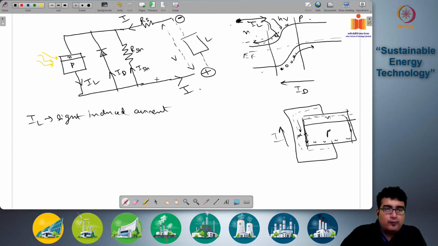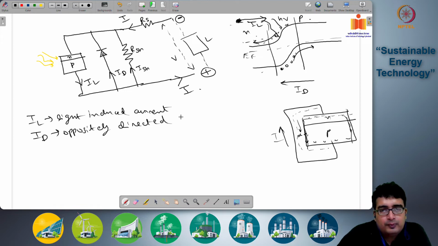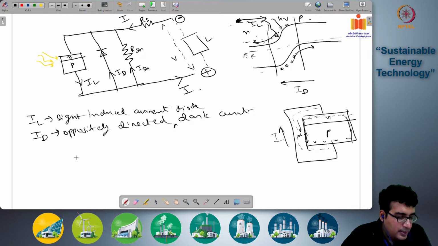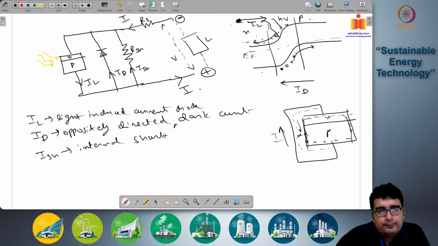So what you can then get is IL is the light induced current, ID is the oppositely directed dark current, diode dark current, ISH is the internal shunt current due to edge effects, crystal defects, etc.